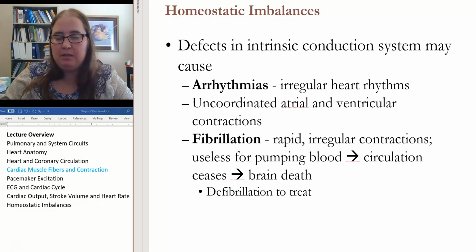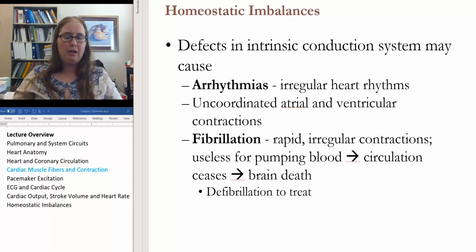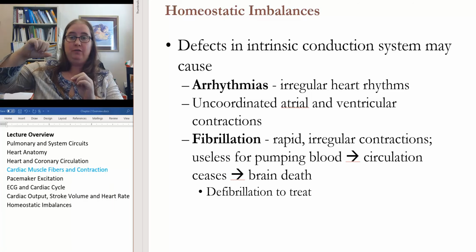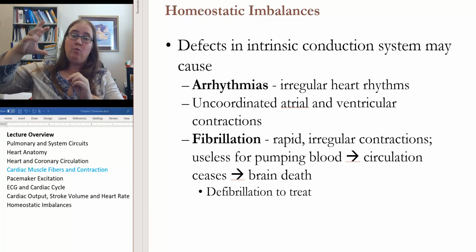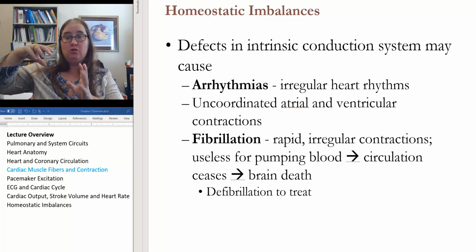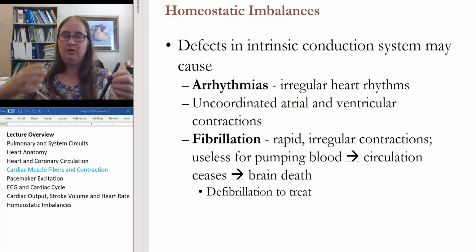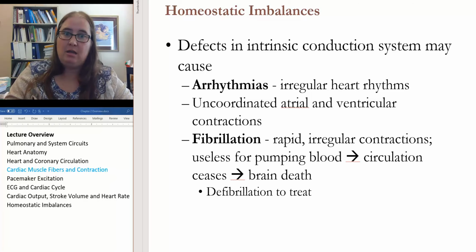An arrhythmia is just an irregular heart rhythm, and typically results in an uncoordinated contraction of the atrium and the ventricle. So you may get 2 contractions of the atrium to 1 contraction of the ventricle. You may get 1 contraction of the atrium to 2 contractions of the ventricle. So you get these uncoordinated events that can occur.